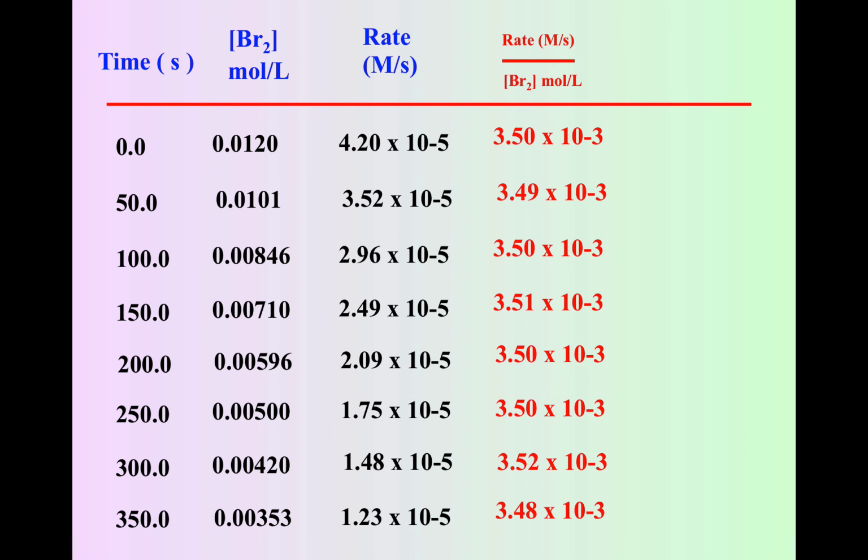So if we divide the concentration into the rate at any point in time, we get the same number every time, right? This is the rate constant. Moles per liter second in this case. That's going to equate moles per liter to rate. Oh, I'm sorry. It's moles per liter second is the rate. The rate constant in this case is going to be liter per mole second.